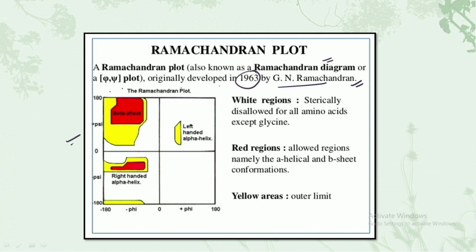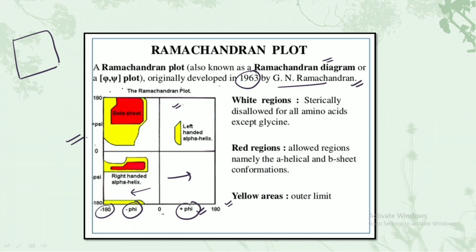So this is how a Ramachandran plot looks. We would first be plotting the values. The 0 is taken at the middle, and the area on the right-hand side of 0 is positive for phi, and on the left-hand side we have negative for phi. From 0 the value goes up to 180, and on the opposite side it goes to minus 180.